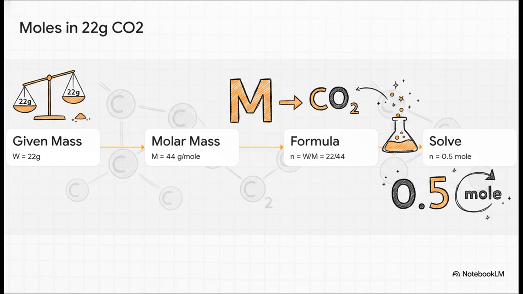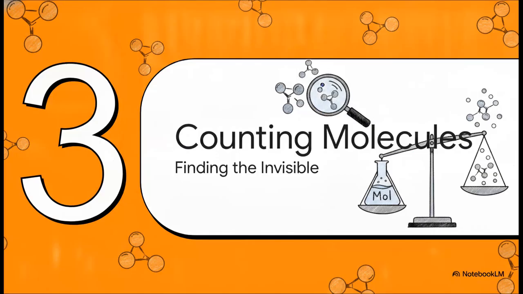Let's put this magic into action with a classic 2-mark exam numerical. Say you're asked to find the moles in 22 grams of carbon dioxide. Your given mass, W, is neatly provided right there, 22 grams. Next, we calculate our molar mass, M, for CO2. Carbon is 12, plus 2 oxygens, which is 32, giving us a total of 44 grams per mole. Pop it into the magic formula, n equals 22 divided by 44. Both are in the 11 times table, right? So that simplifies to 1 by 2. And 1 divided by 2 gives our final answer of 0.5 mole. Beautiful and simple. Awesome job!